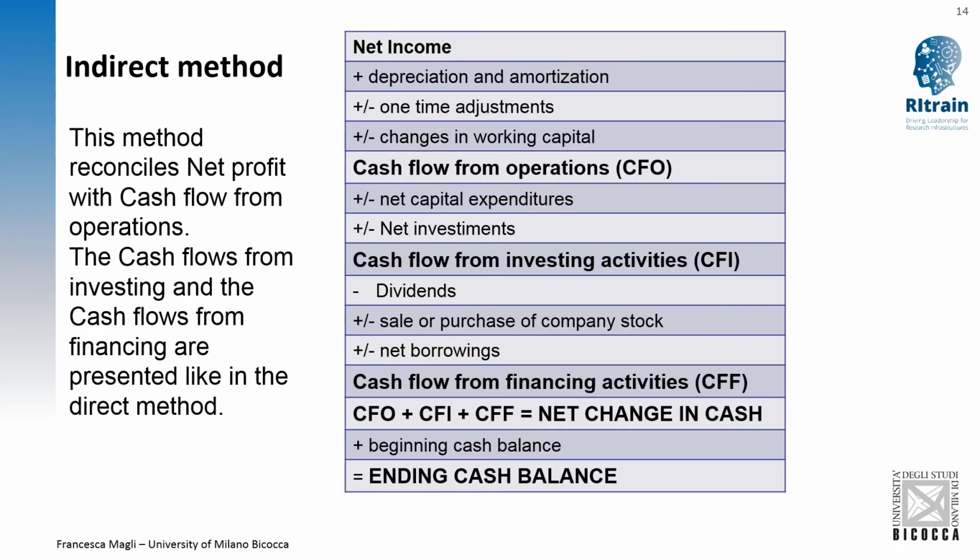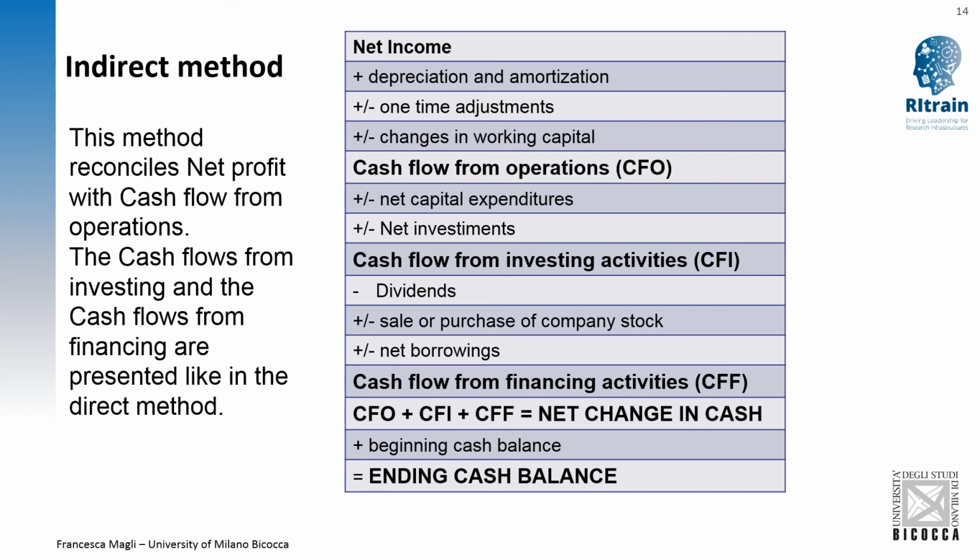The last slide analyzes the indirect method. In this method, basically, the cash flow from operations starts with the net income plus non-cash items, such as depreciation and amortization. Since accounting profits are reduced by non-cash items, in this statement they must be added back to accounting profits to calculate cash flow.